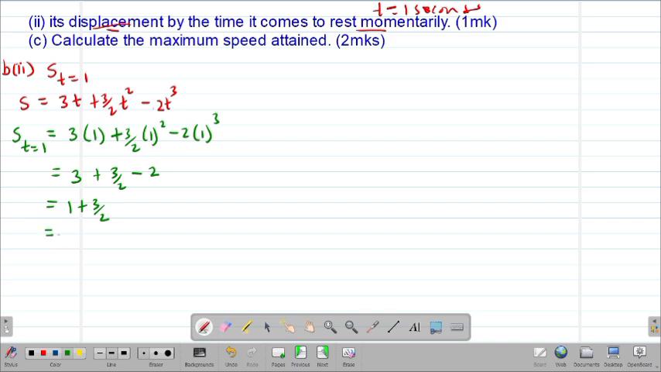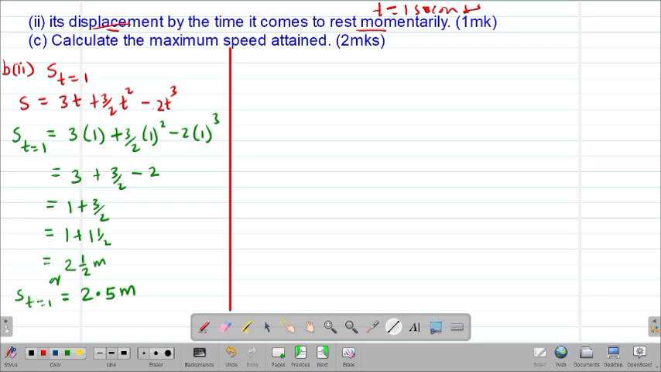So we'll have 1 plus 3 over 2, which is the same as saying 1 plus 1.5. This will be 2.5, that is 2.5 meters, which can also be given by S when t is equal to 1 being 2.5. So that is the displacement of the particle when it is momentarily at rest.